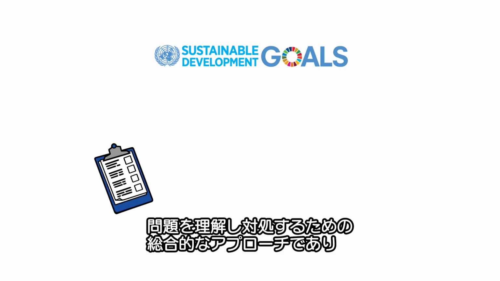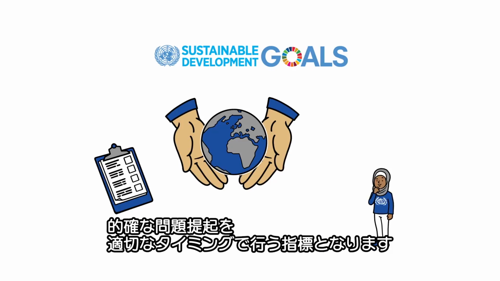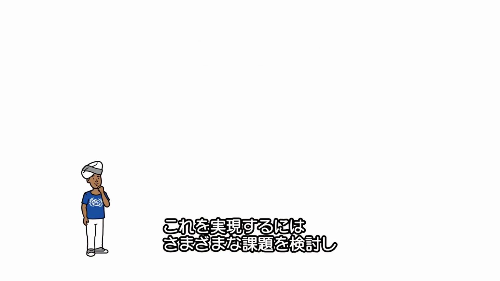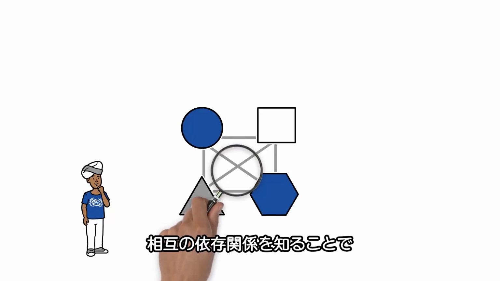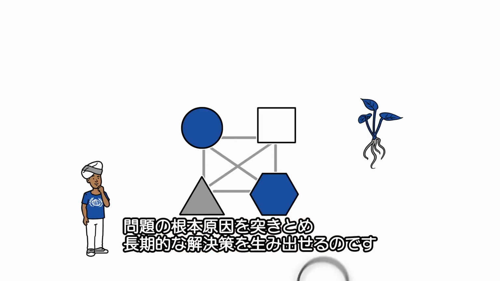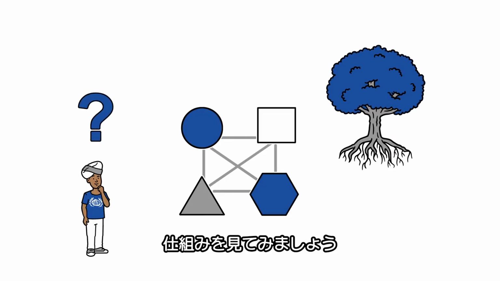They represent a holistic approach to understanding and tackling problems by guiding us to ask the right questions at the right time. To achieve this, we need to consider several challenges in order to work out how they connect with and impact upon each other. Finding these interdependencies helps us to address the root causes of problems and to create long-term solutions. So how does this work?